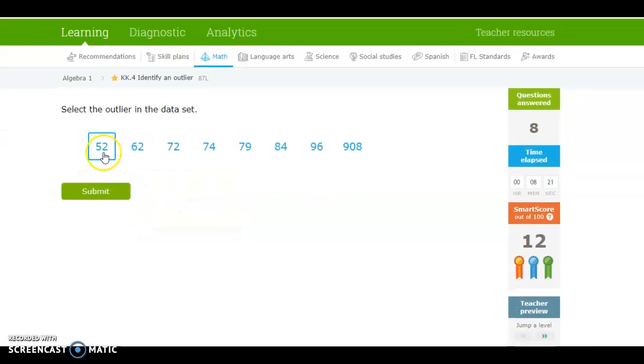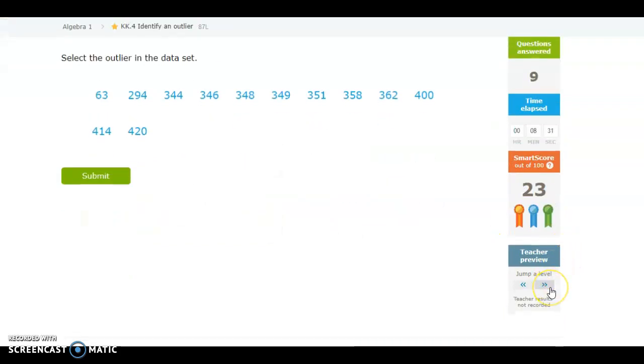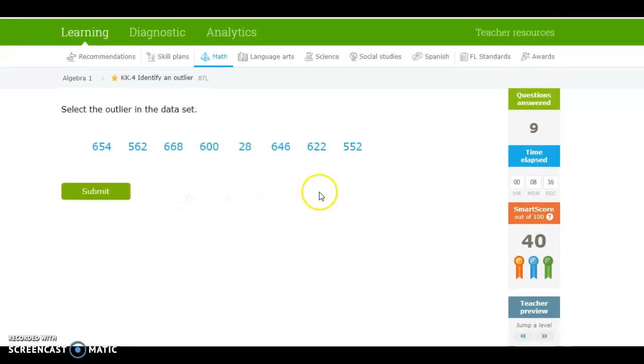I'm again going to look at my numbers, 50, 60, 70, 80, 90, all within pretty close. All of a sudden, 908. Totally off from the rest. So you're just going to pick the outlier, and that is all.